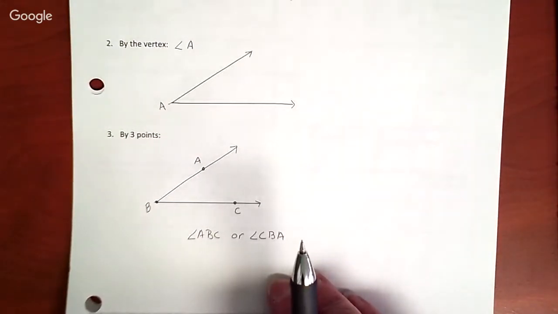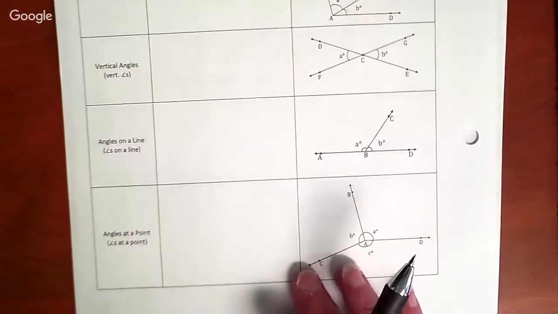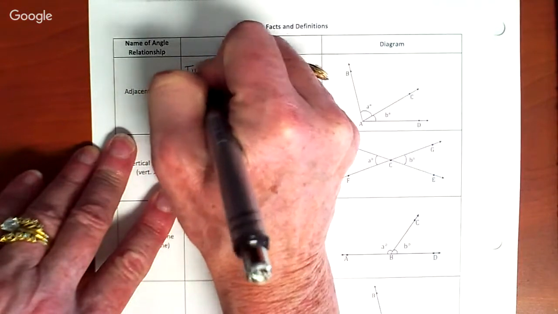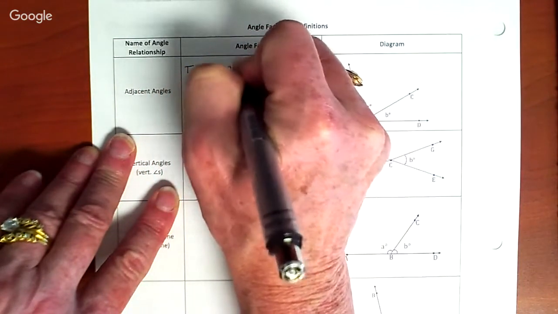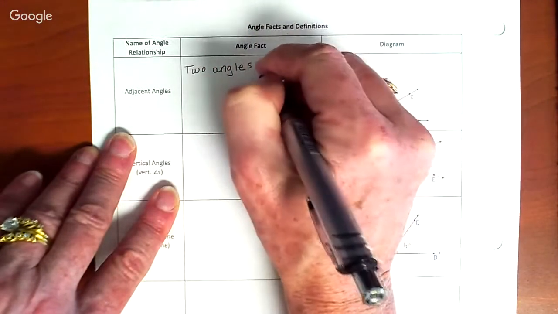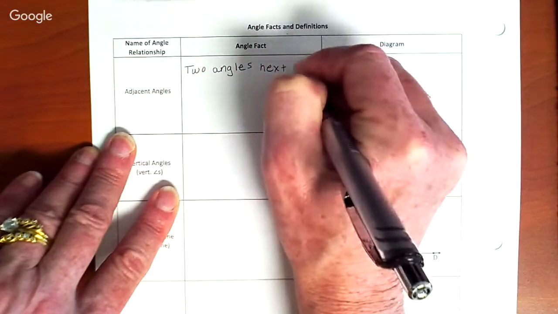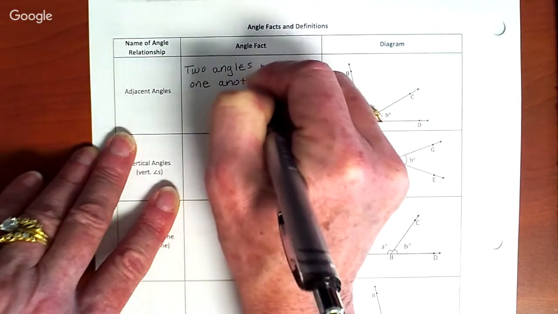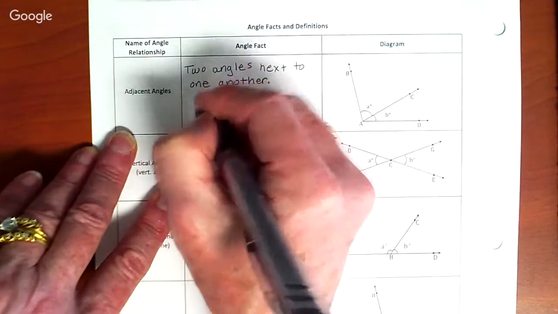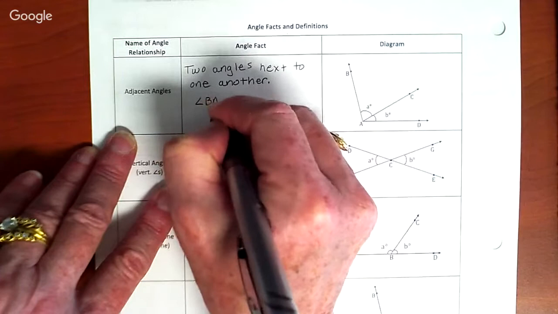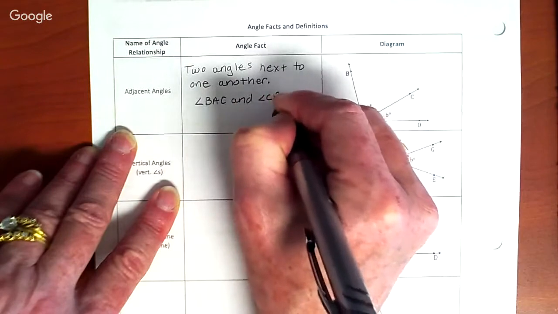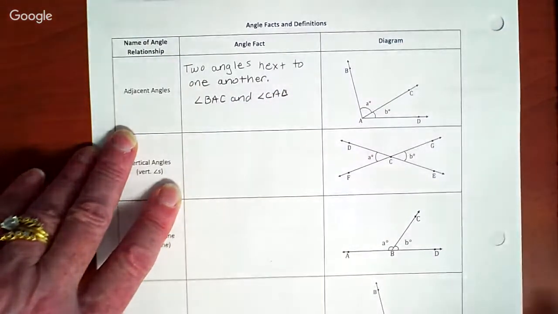Okay, next. Adjacent angles are 2 angles next to one another. Angle BAC and angle CAD are adjacent angles.